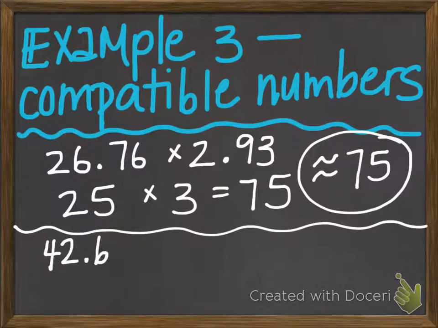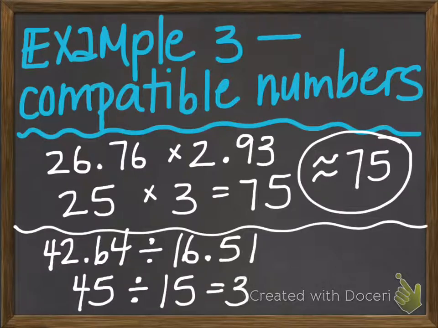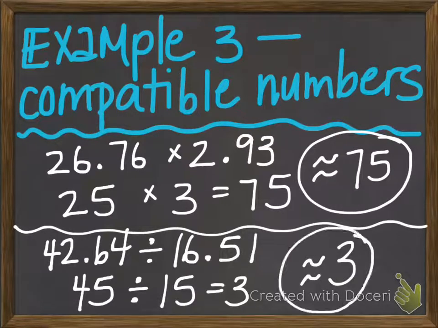Okay, last example. I have 42 64/100 divided by 16 51/100. So here I'm thinking of terms that are compatible again. What are two numbers that are relatively close to these, but that are going to be easy for me to divide? For the first one, 42 is pretty close to 45. And for my second term, 16 is pretty close to 15. 45 divided by 15, this is easy to do, is 3. So 42 64/100 divided by 16 51/100 is approximately 3.